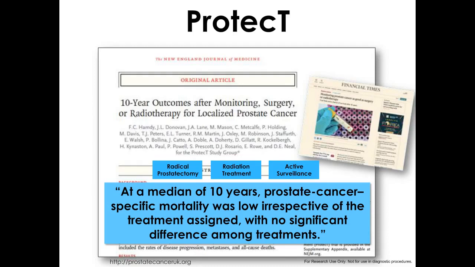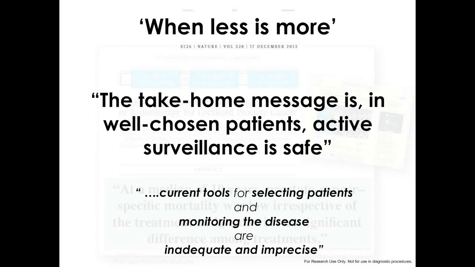And 10 years later, it became apparent that there is no difference in deaths from prostate cancer among the three groups. So that means that 2/3 of the men had this invasive treatment that has significant life-affecting comorbidities without it having any impact on their death from prostate cancer. And that's led to the realization that there is massive overtreatment of men with prostate cancer, and the realization also that less is more.